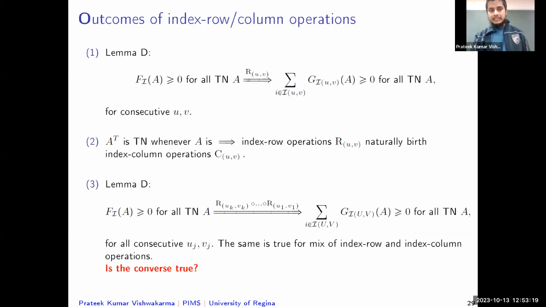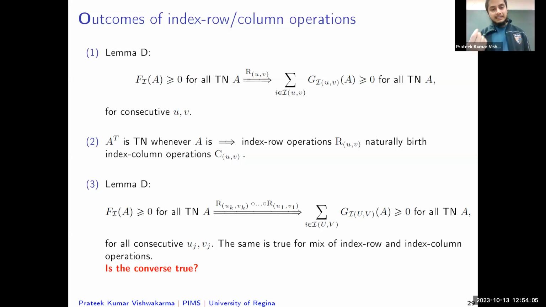So what are the outcomes of the introduction of these row operations? We were able to see that whenever we have an inequality, we can obtain new inequalities using the application of these row operations. And second, because the transpose of totally non-negative matrices is again totally non-negative, introduction of these row operations naturally gave us column operations, which operate on the column indices in a similar way. So the lemma that we just proved basically says that if we have an inequality, we can apply these row and column operations to obtain novel determinantal inequalities like these.